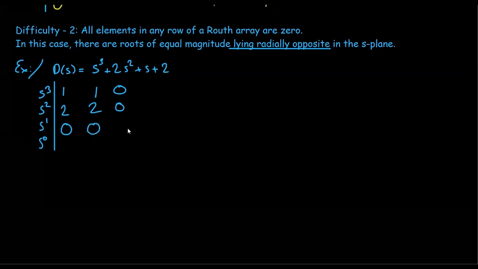And as you see, now we have a problem, because if you would like to proceed to the next row, we will encounter a division by 0 problem. So we encountered the second difficulty here. We do have a 0 row.